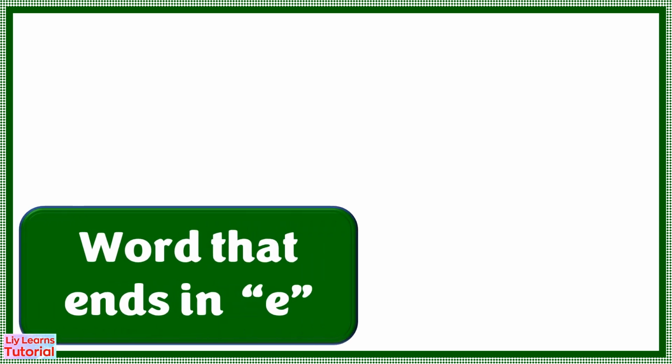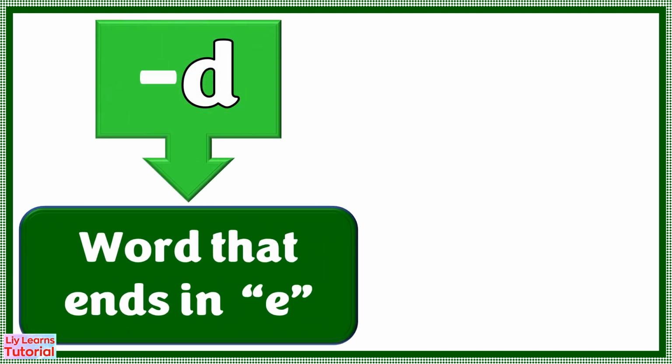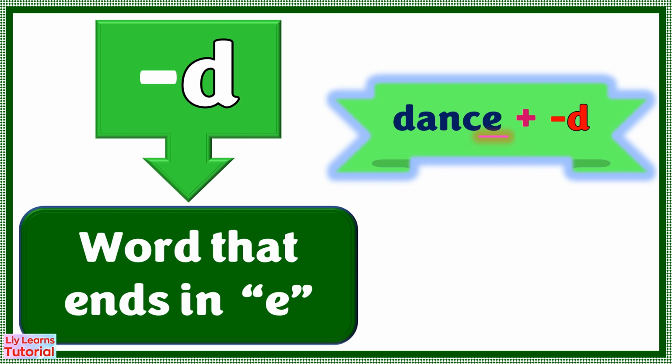With words that end in E, we simply add D to the root word. For example, dance ends in E. We just add D to the root word, so it becomes danced.